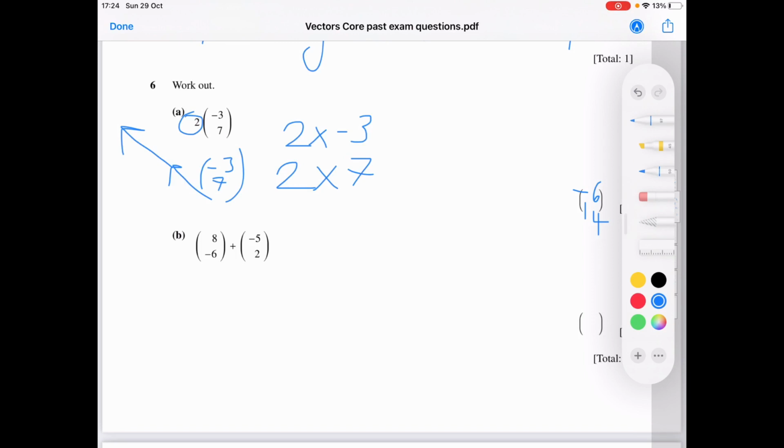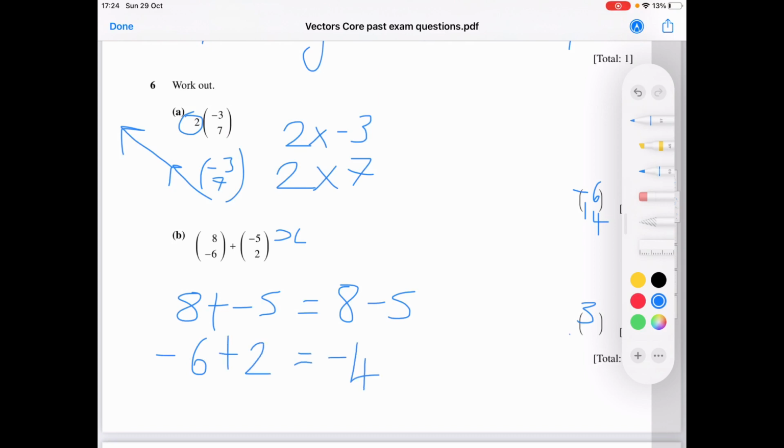And then B, which is 8 plus our -5, representing our x. So 8 plus -5, a plus and a negative give us negative. So it's 8 minus 5, which gives me the answer of 3. And then -6 plus 2 will give us the answer of -4. So therefore our column vector is 3 and -4.